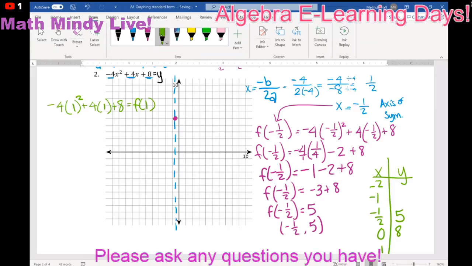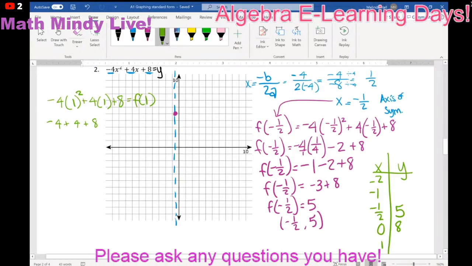When we plug in +1, we have 1 squared, which is 1, times -4, which is -4, and then 4 times 1 is +4, plus 8. And so that is going to give me 0 plus 8. Wait a second. That doesn't work out very nicely. -4 plus 4 is 0, plus 8 is 8. So did I mess up when I plugged in 0?